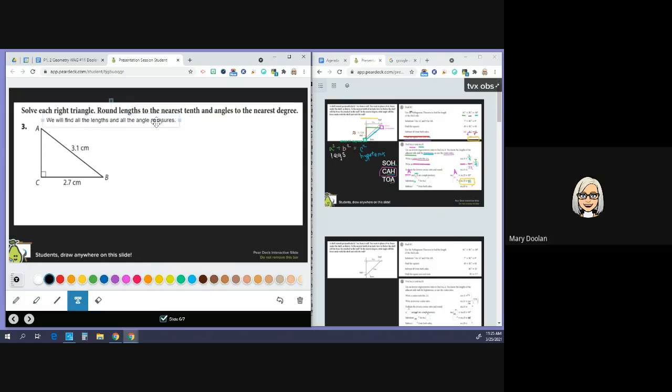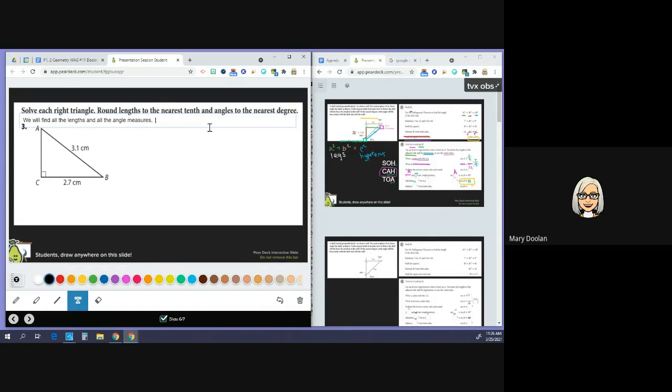All lengths and all the angle measures. And we already know some of them. We already know that one leg is 2 7/10 centimeters. We know the hypotenuse is 3 1/10 centimeters. We know this angle is 90 degrees. So we have to find what's left to find, basically.